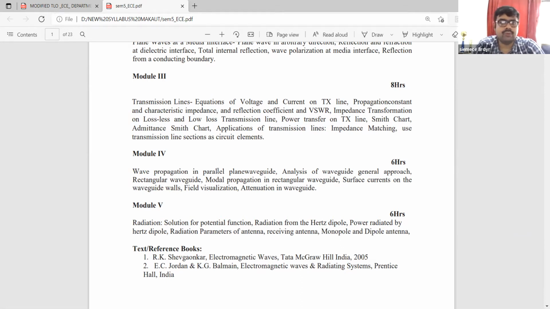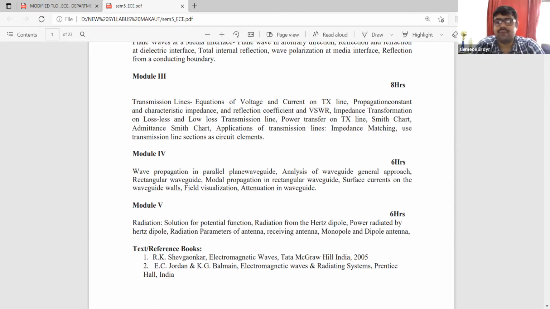So if you see module 4, you will find wave propagation in parallel plane waveguide is there. Analysis of waveguide, general approach will be there. Rectangular waveguide, modal propagation in rectangular waveguide, surface currents on the waveguide walls, field visualization, attenuation in waveguide. So many different topics that we have to study. That is basically dedicated to the waveguide section.